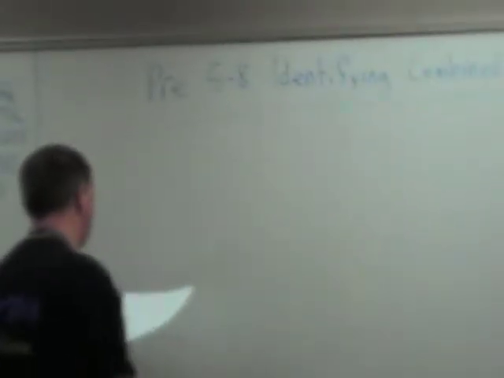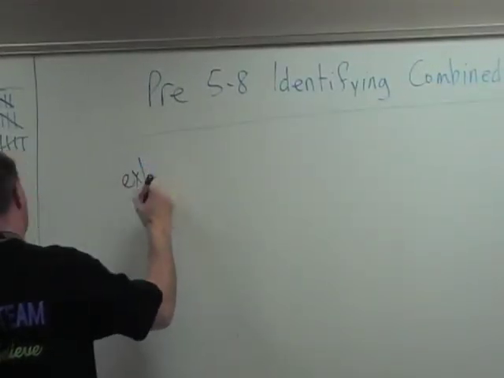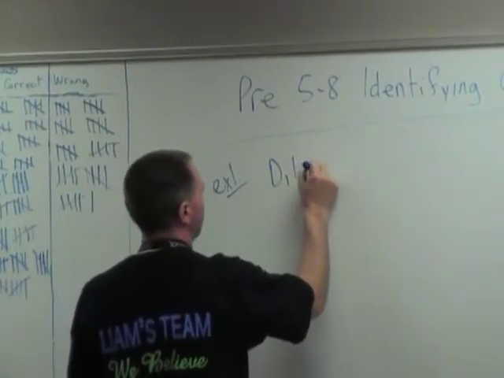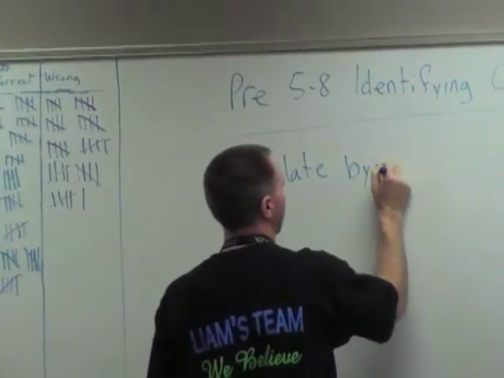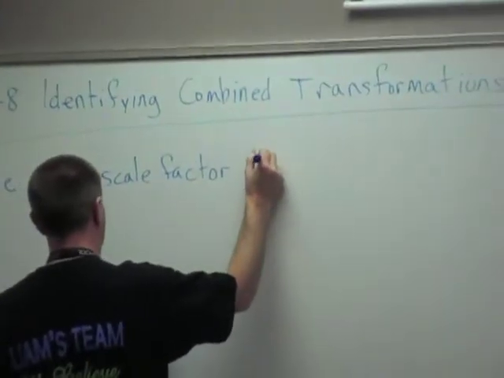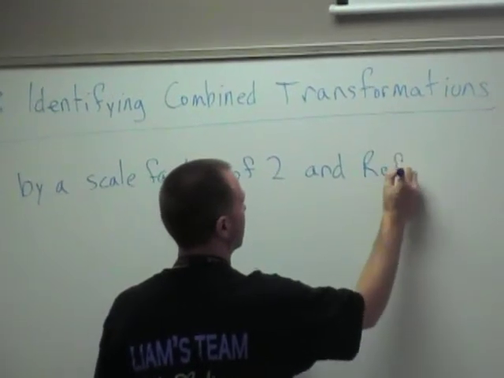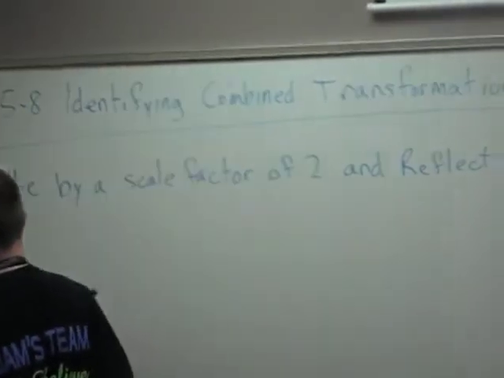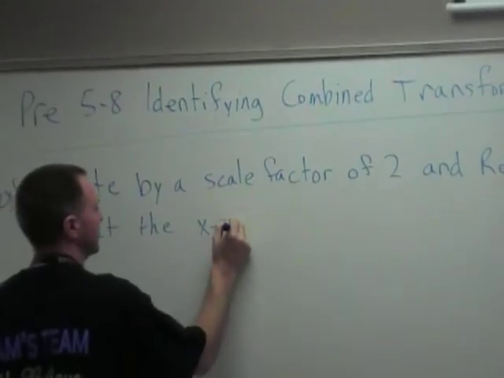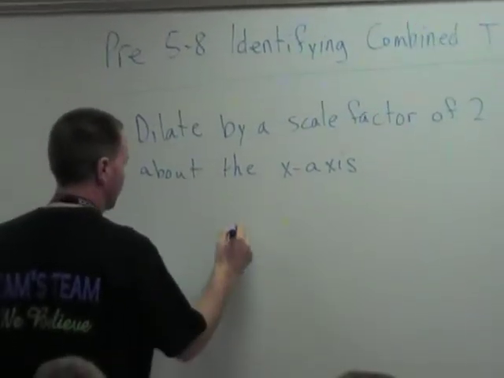Okay, so here's what we're going to do. Example one. So just keep writing, and then I'll wait for you to catch up here in a second. We're going to dilate by a scale factor of 2, and then reflect about the x-axis. Catch up in your writing. I'm going to put a few things down.